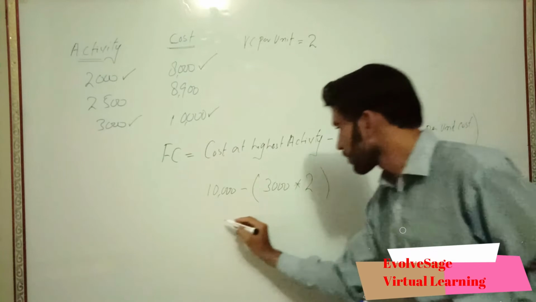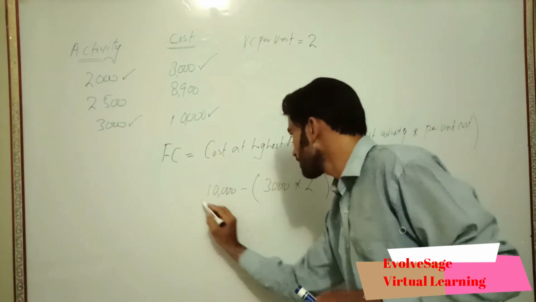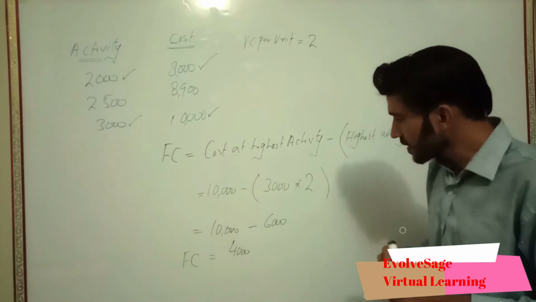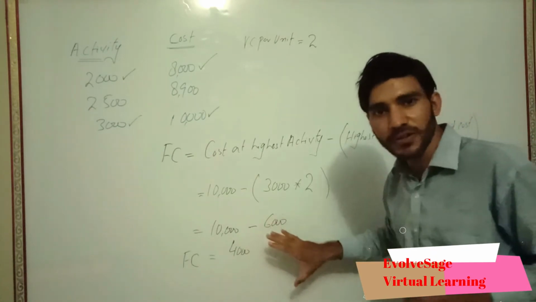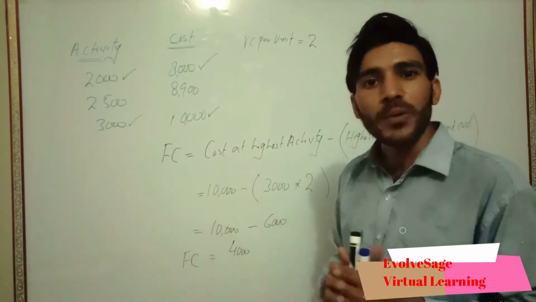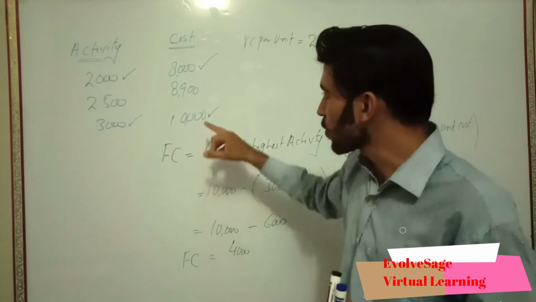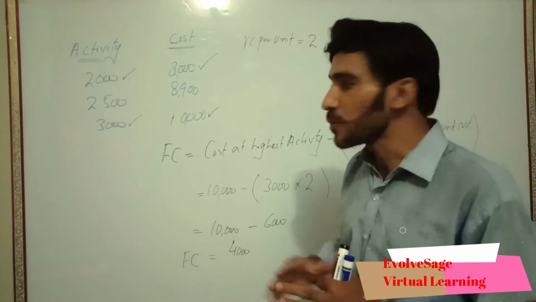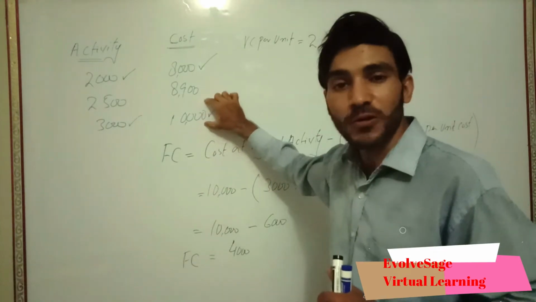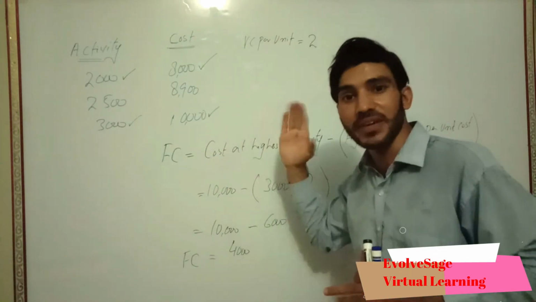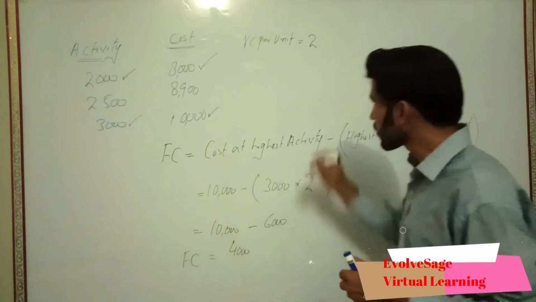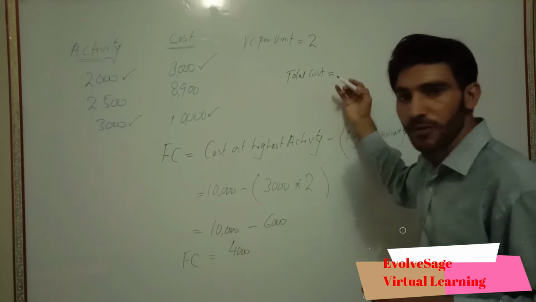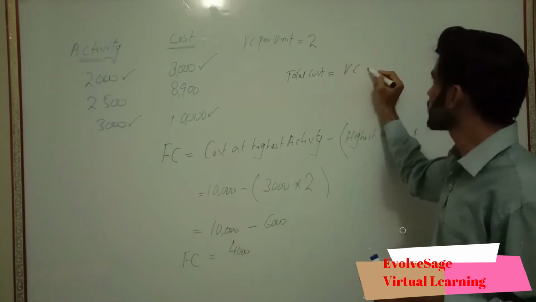Okay, so here 10,000. Our fixed cost is 4,000. Now it is very simple to divide this total cost into fixed and variable cost. So the total cost is equal to variable cost plus fixed cost.